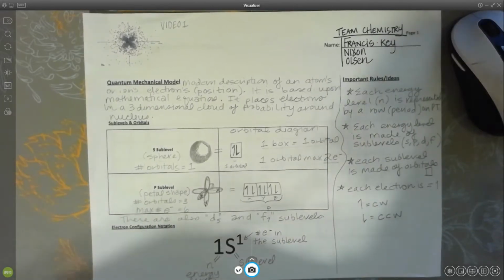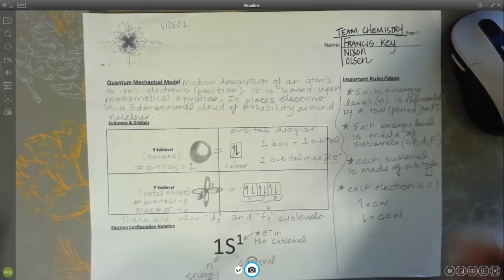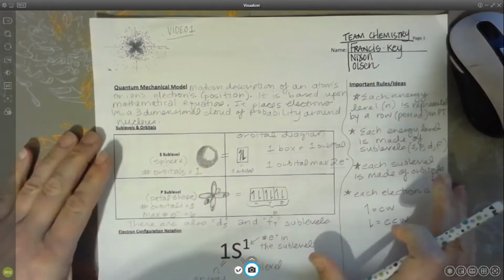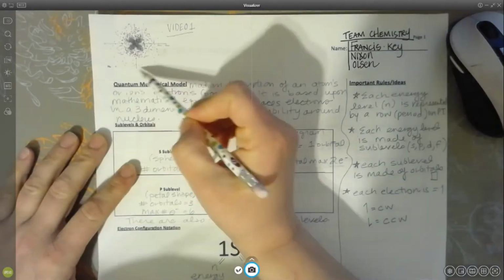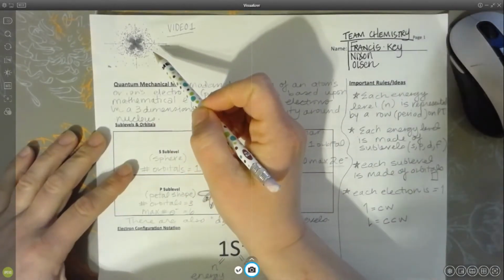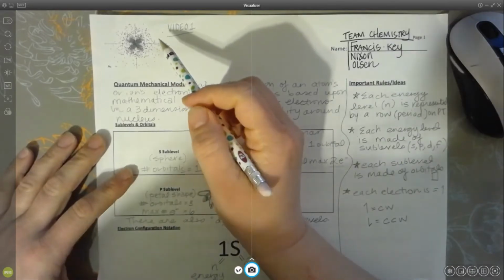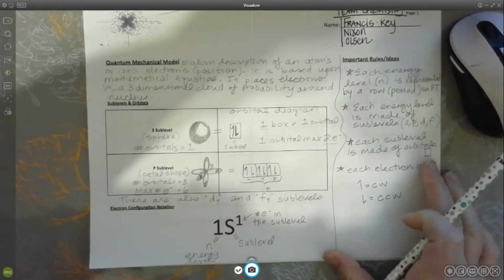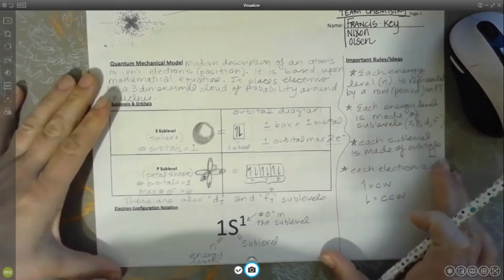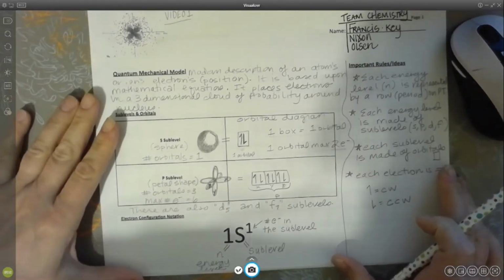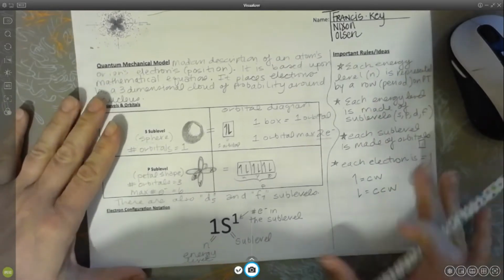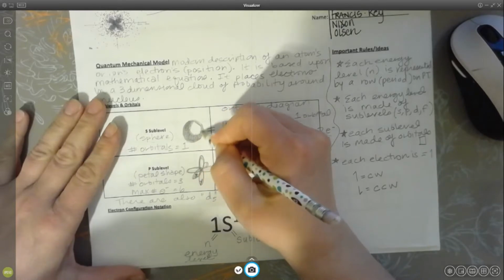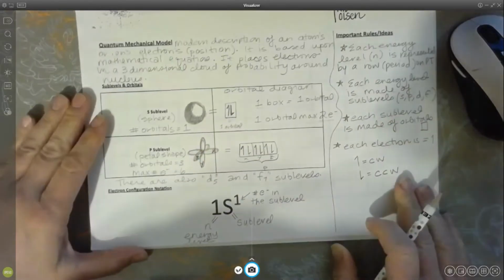We're going to talk again about the quantum mechanical model. We did a short little video one to talk about how that model describes the location, or the probability, of an electron being in a specific location, that it's a statistical model based upon mathematical equations. I went into my classroom this week and got some balloons out of the lab and made a couple of models for you.